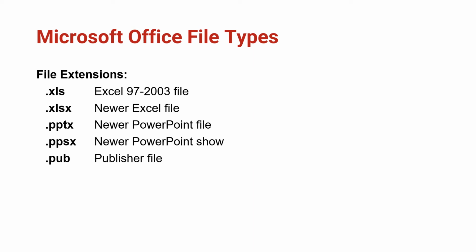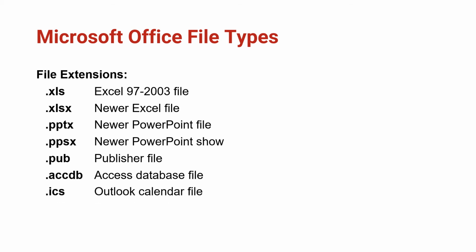Microsoft Publisher, which is for more advanced desktop publishing, such as brochures and newsletters, uses the extension .pub. Access databases use the extension .accdb. And if you send someone an Outlook calendar invite for a meeting, they'll receive a .ics file, which is short for Internet Calendar Scheduling.